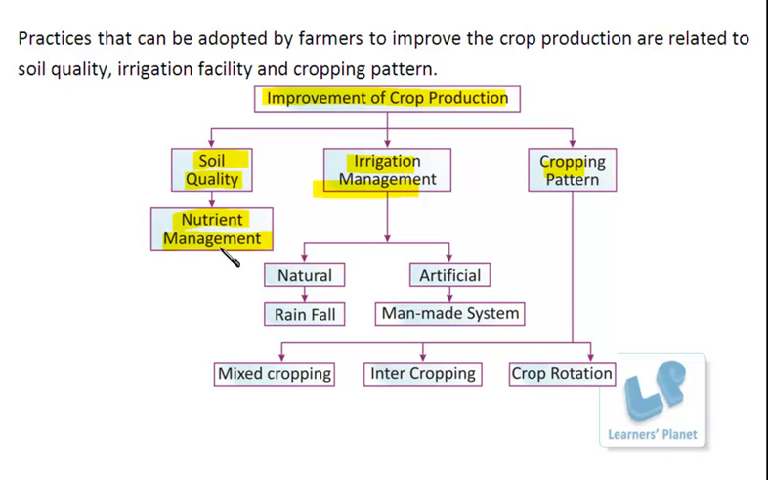In such management, what is done basically is that those essential nutrients which are required for the growth of the plants are introduced in the soil, and that can be done by using manures or fertilizers. Fine. Besides this, irrigation management is done, right?